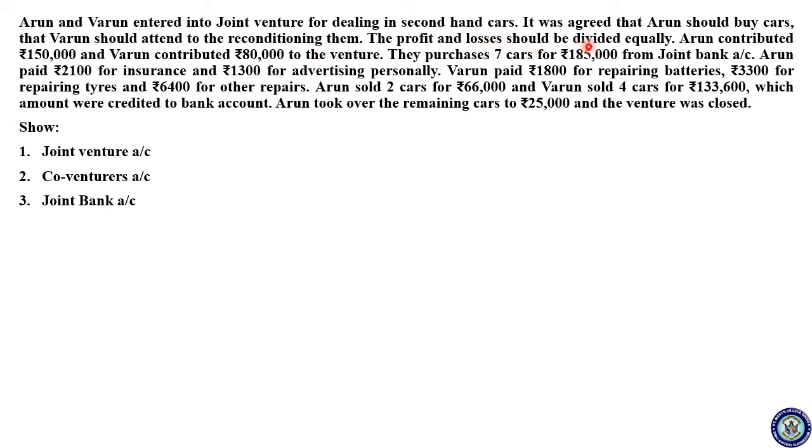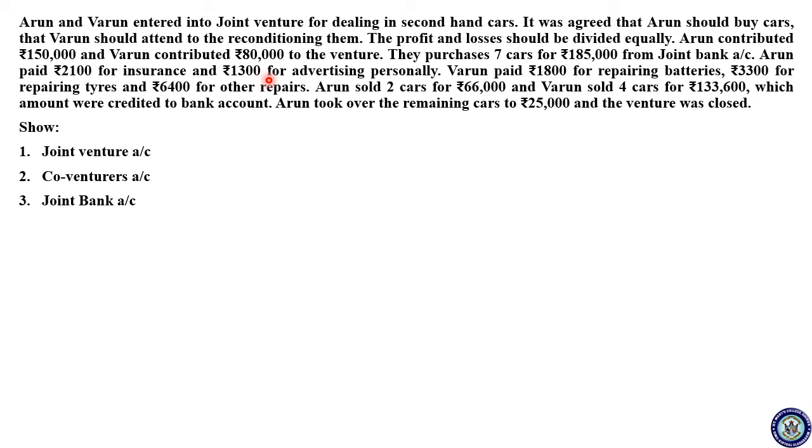The profit and loss should be divided equally. So in a joint venture, the balancing figure is treated as profit or loss, which is to be distributed among the co-venturers equally. Okay, so it should be equally divided. Now next, Arun contributed 1,50,000 and Varun contributed 80,000. Means when they come together to start with the venture, they have to contribute the money, the capital.